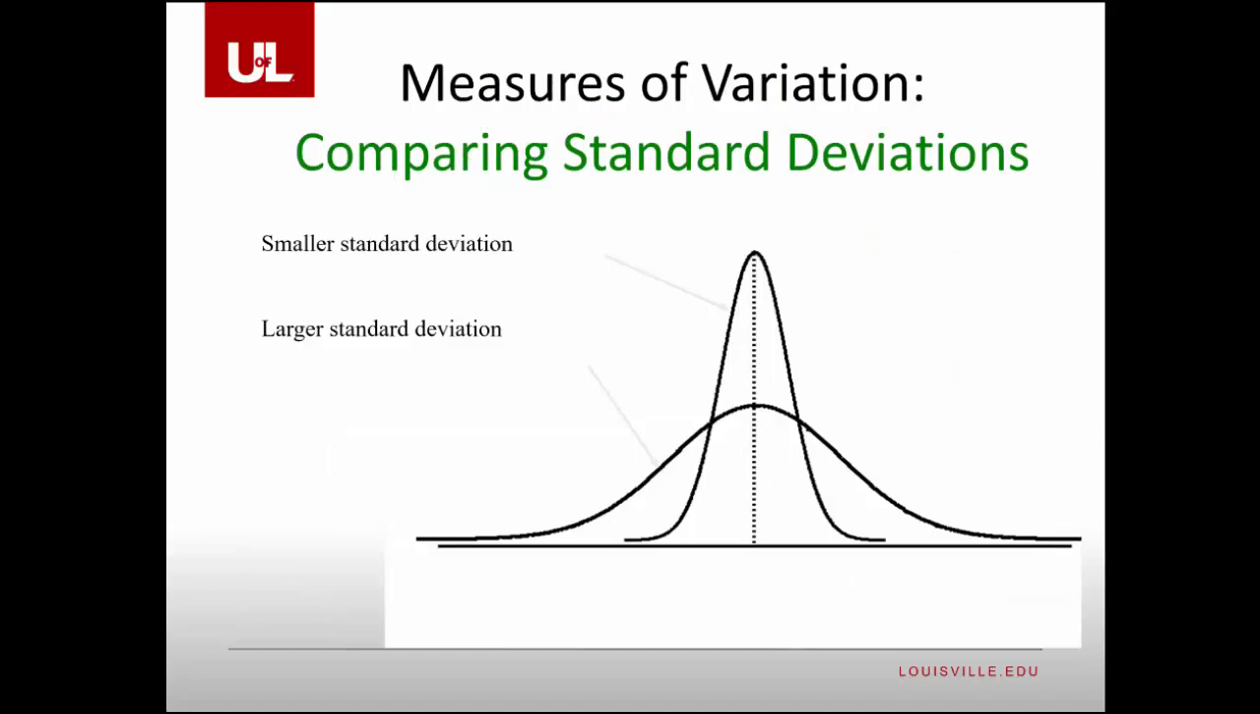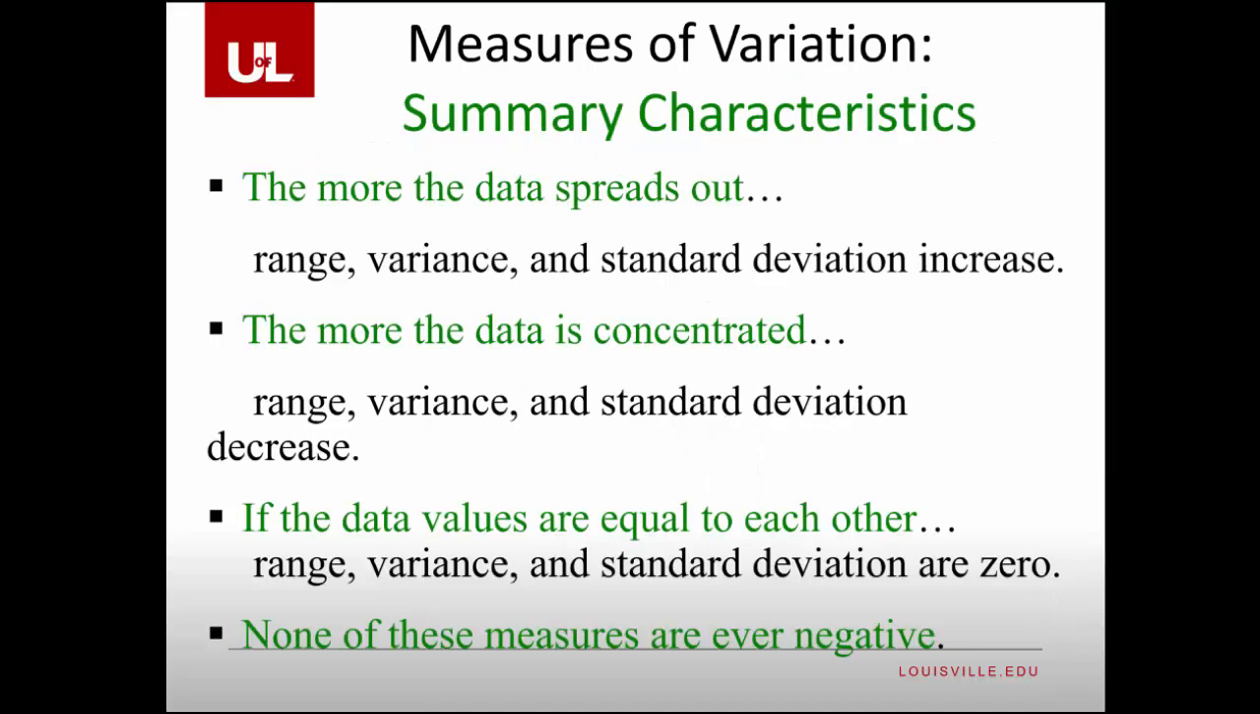Smaller standard deviations indicate that the values are closer to the mean, and larger standard deviations state that the values are farther away from the mean. In summary, the more data are spread out, range, variance, and standard deviation increase. The more the data is concentrated, range, variance, and standard deviation decrease. If the data values are equal to each other, range, variance, and standard deviation are 0. None of these measures are ever negative.